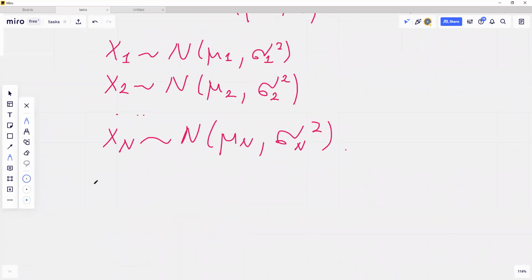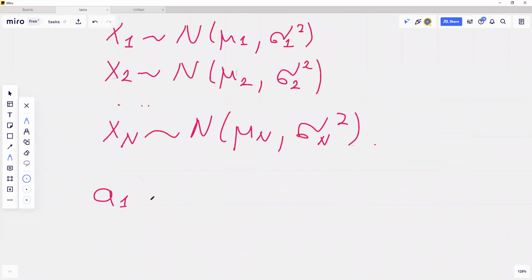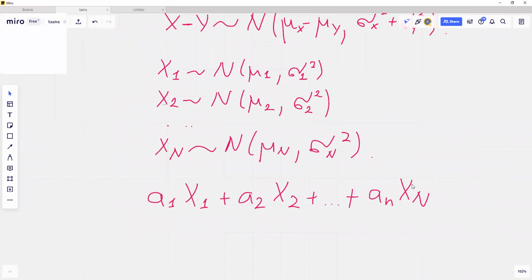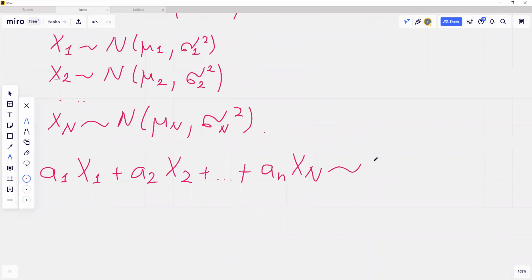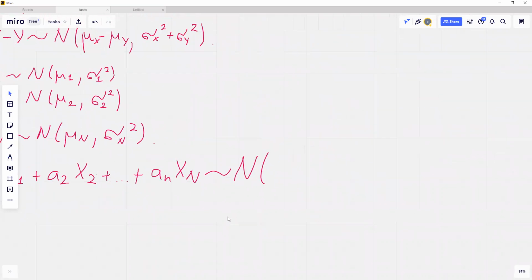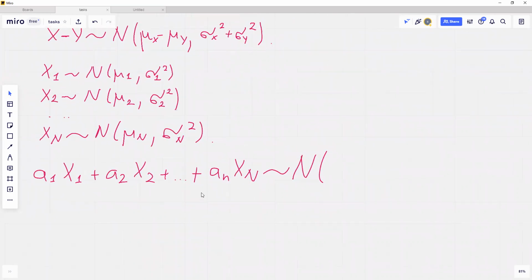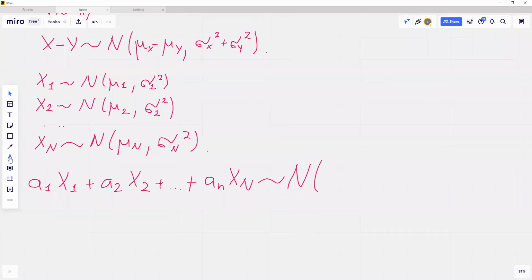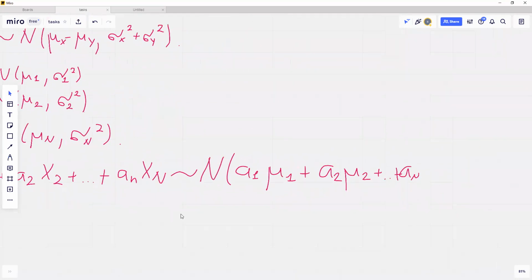Now, if you are looking for a random variable a1 X1 plus a2 X2 and so on up to an Xn, where the ai's are constants, then this random variable is going to follow a normal distribution with a mean that you get by simply taking the mean of this linear combination, which gives a1 mu 1 plus a2 mu 2, and so on, up to an mu n.